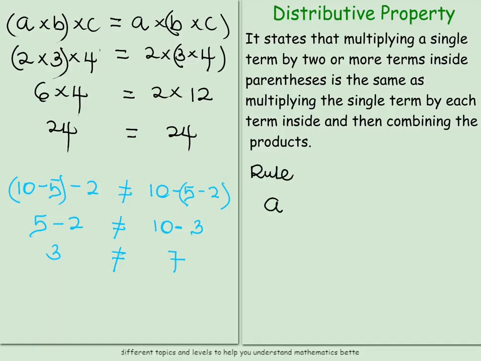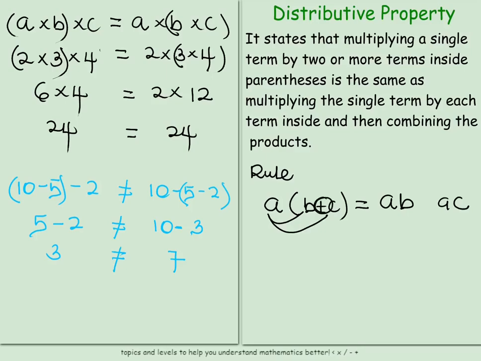So the rule here mathematically is, if you have A into bracket B plus C, all we want you to do is multiply A by B and multiply it also by C, so that you have A times B, then A times C. Now the sign you have in between is the same sign you are going to put in the middle here.